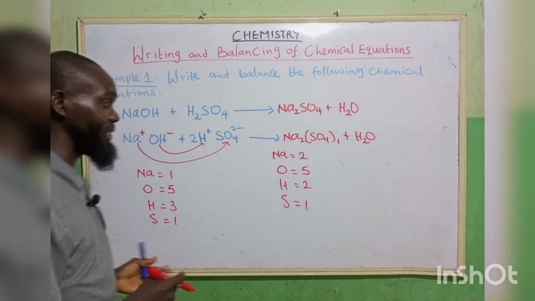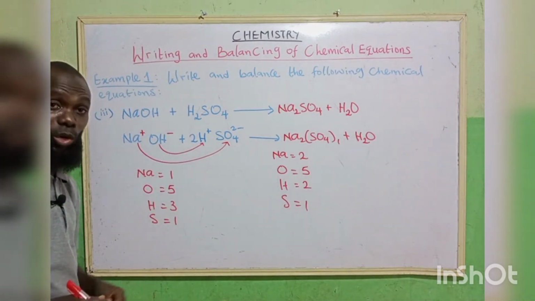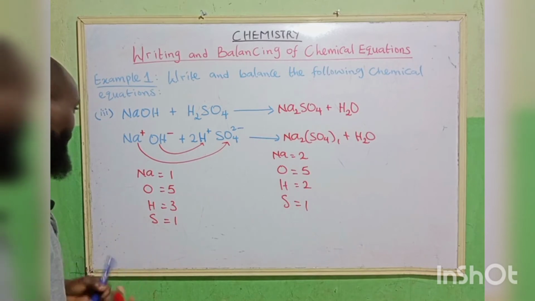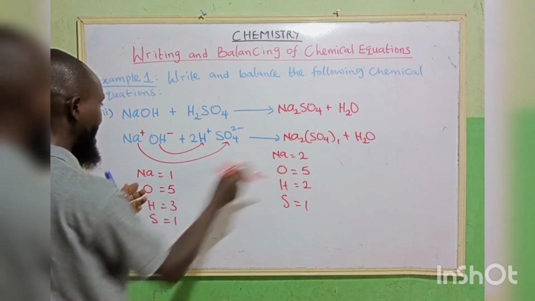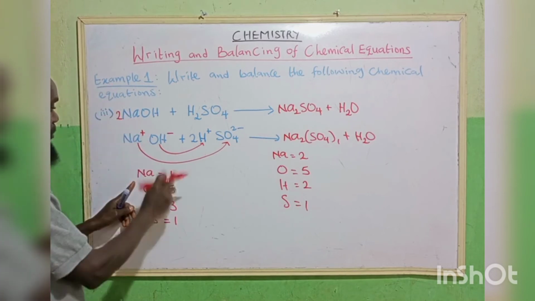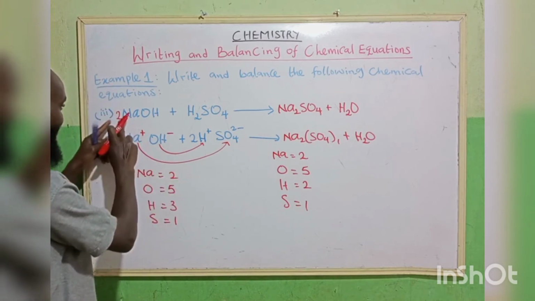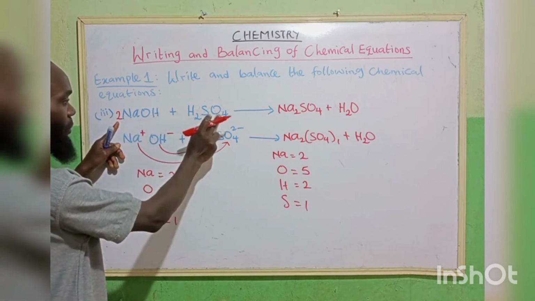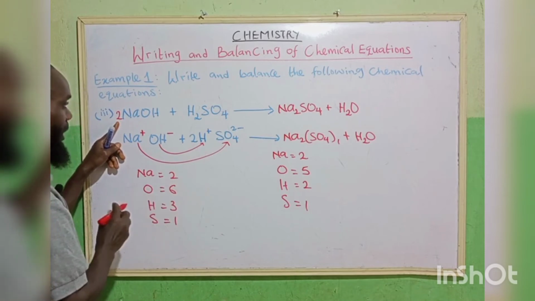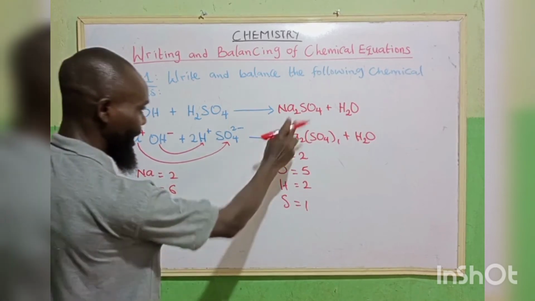Now a lot of changes has come here. Now we have to do what? We have to find a way of balancing it using this inspection method. 1 sodium, 2 sodium. I want to make sure this one becomes 2. Let me put 2 here. My sodium has become 2. My oxygen here is 2. Oxygen here is 4. 4 plus 2, oxygen now becomes 6.